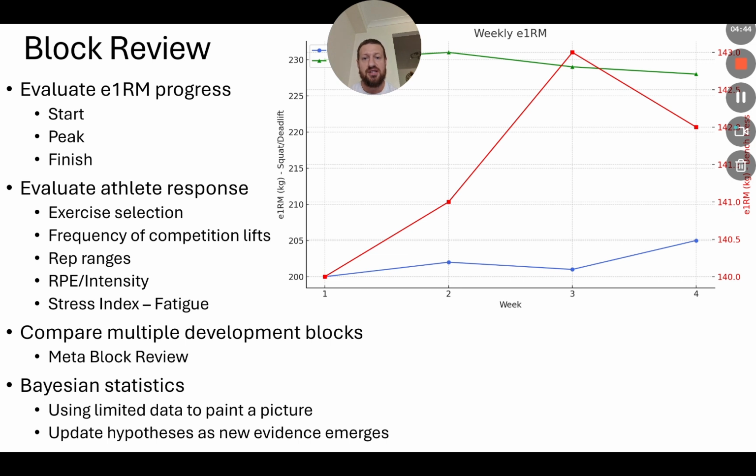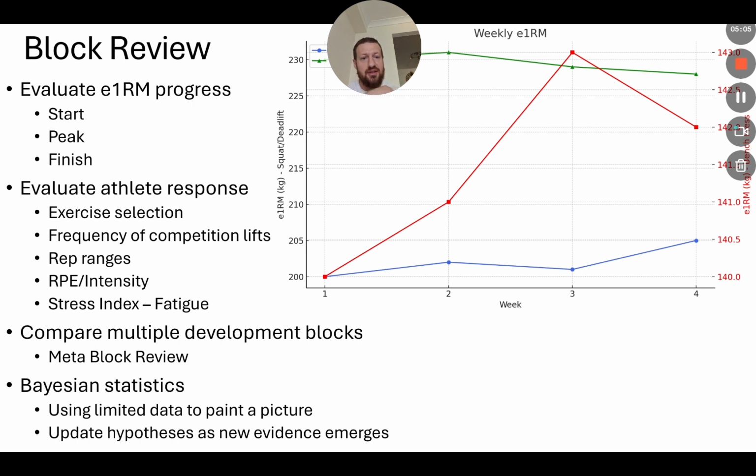At the end of every development block, you're going to do a block review. So you're basically going to evaluate how estimated 1 rep max has progressed from start to finish, and where it's peaked. And then you're going to look at what exercises, what training frequency, rep ranges, and intensities you've used. And that's going to try and give you a picture of what's effective.